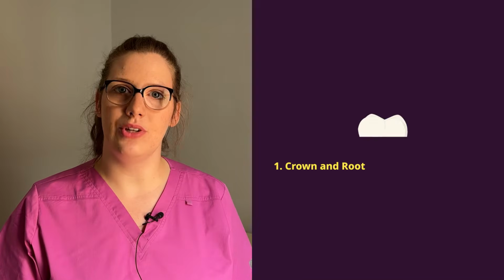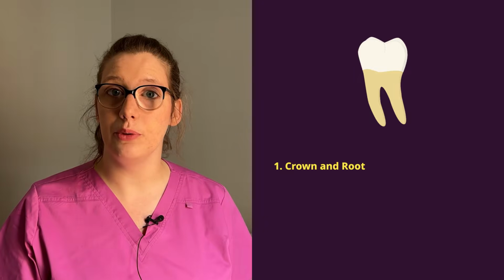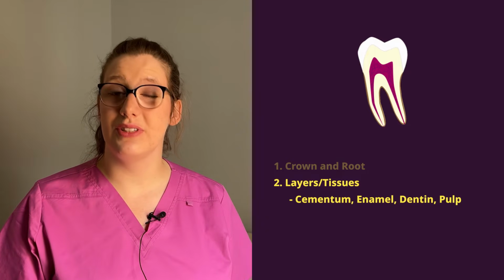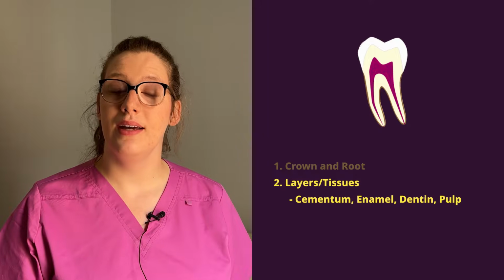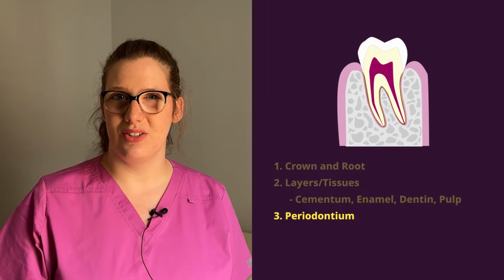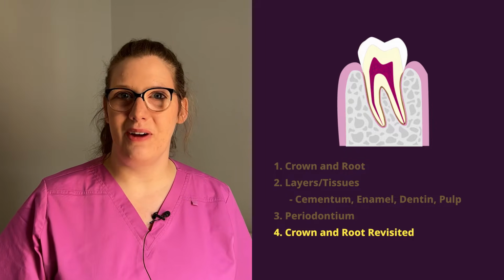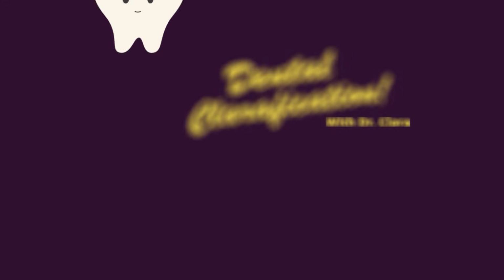Are you a first-year dental student taking a dental anatomy class and you need a quick review of the different parts, layers, and tissues of the teeth? Well, this video is for you, because in this video of dental clarification, we're going to be going over the different parts of the tooth, starting with the two parts that you can see on the outside of the tooth, which are the crown and root, the four different layers or tissues of the tooth, the cementum, enamel, dentin, pulp. And then we're also going to be looking at the tissue and parts that surround the tooth, the periodontium. And finally, we're going to revisit the crown and root for a few more definitions.